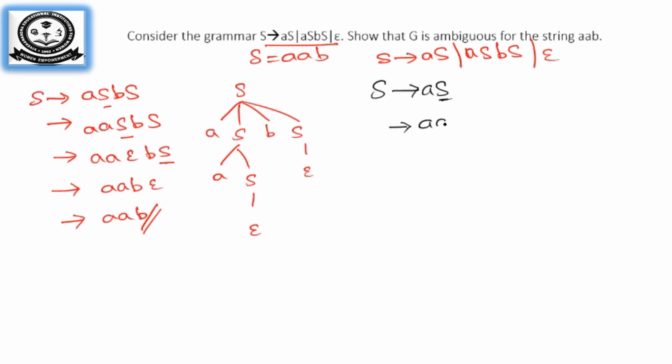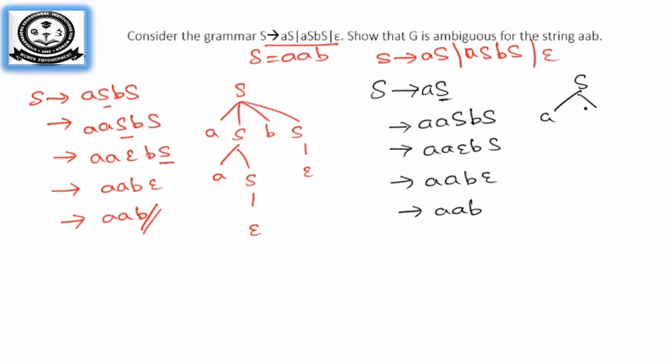So you will have AAS, BS. Then finally for S you can substitute epsilon, so epsilon BS. Then finally you have AAB epsilon, then finally you will have AAB. Now for this the tree will be: S tends to A, then S. So again S will be AS and BS. Then finally this will be epsilon.